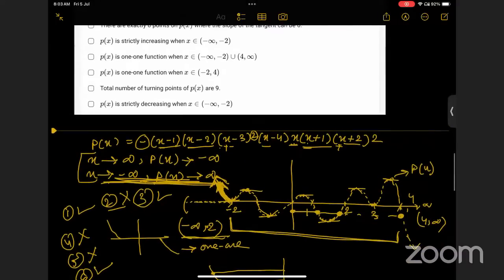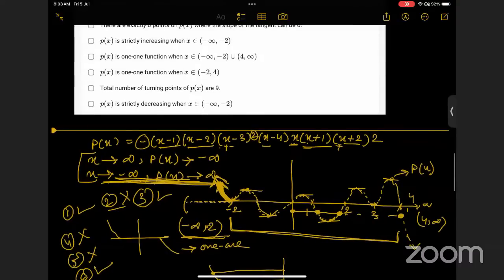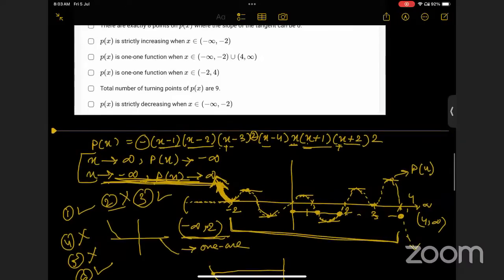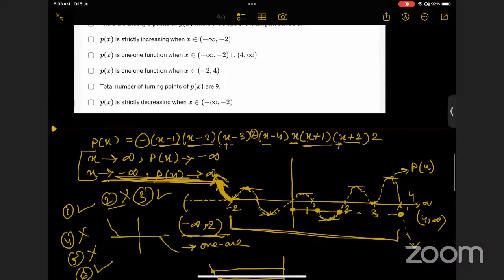Ma'am, I have a doubt here. Why are the curves at maximum and minimum? When the curve moves from -2 to -1, then it is maximum. And when it moves from -1 to 0, then it is minimum. Why, ma'am?